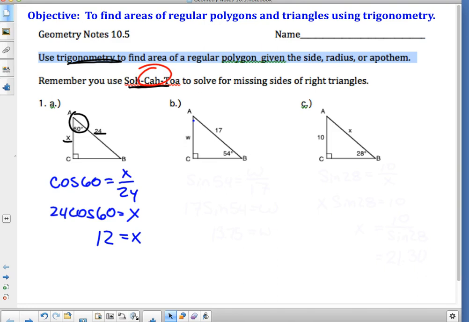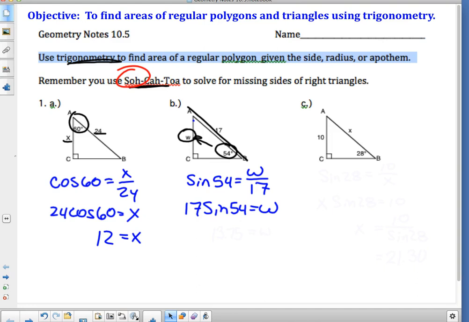Now, in this next one, in B, I move the angle. W is here, this is opposite, and this is still the hypotenuse. Opposite over hypotenuse is no longer cosine, it's sine. So I'm going to use sine. Sine of 54 equals W over 17, opposite over hypotenuse. I have to solve for W, so I multiply both sides by 17. So I have 17 sine of 54 equals W. When I multiply these together in my calculator, I should come out with 13.75 equals W.